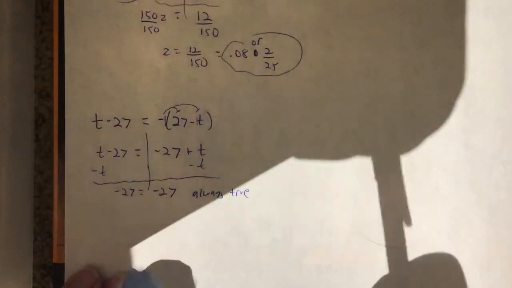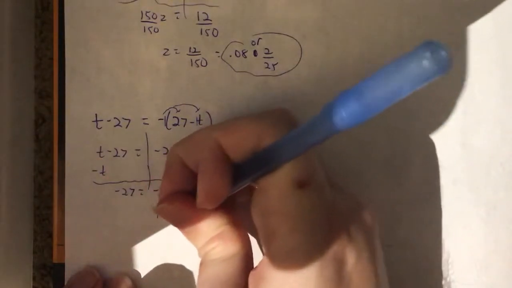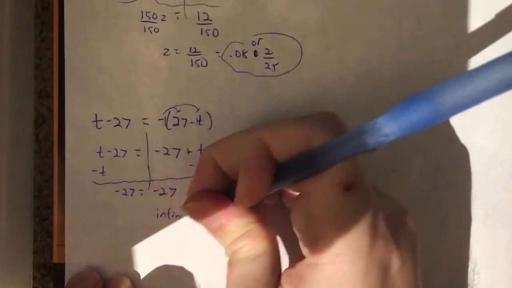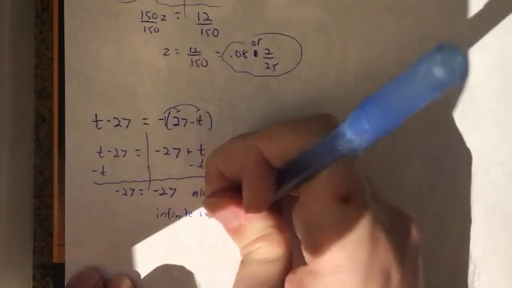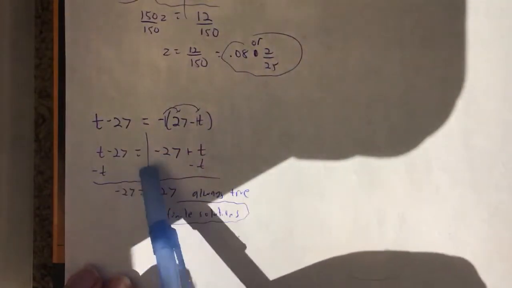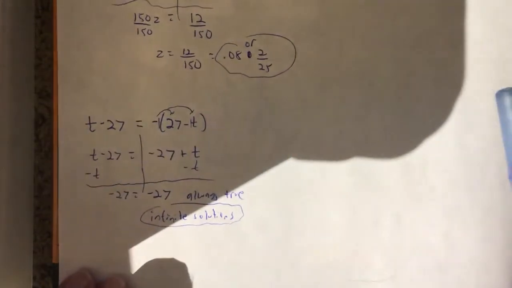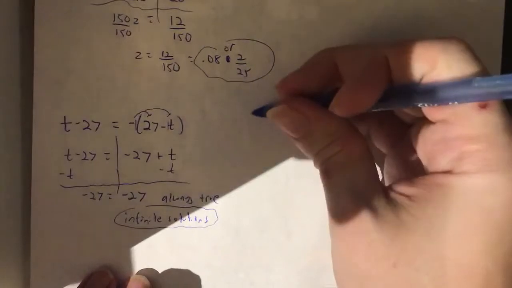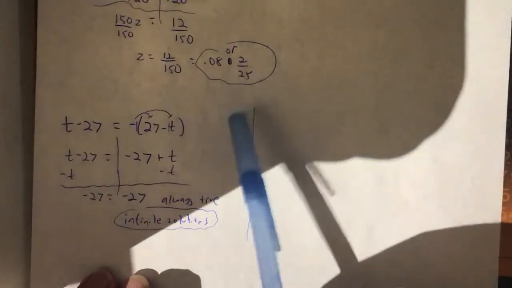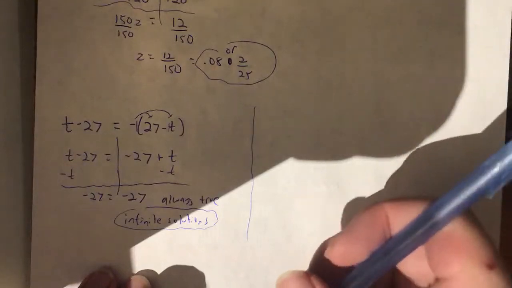So whenever you have an identity, something that matches exactly, this is infinite solutions. So any answer you substitute in for t will work. So any answer works in this since it's an identity. So I could use 1,000, negative 1,000, any number. Infinite solutions. There are also cases where you'll get no solution. So the next one you'll see is going to be one with no solution.